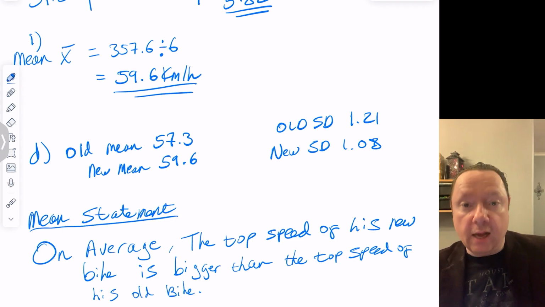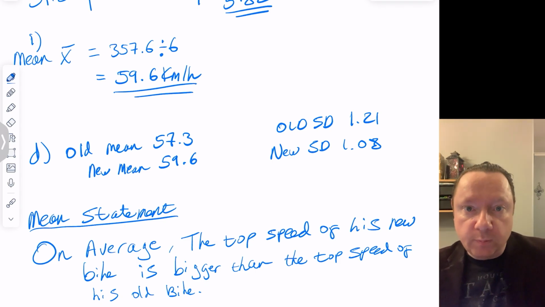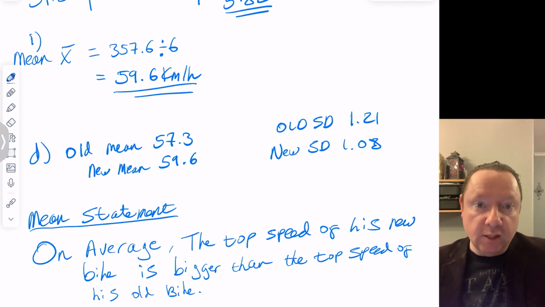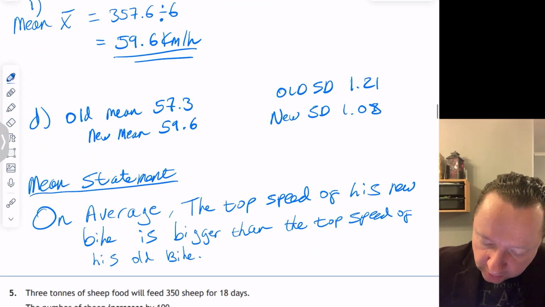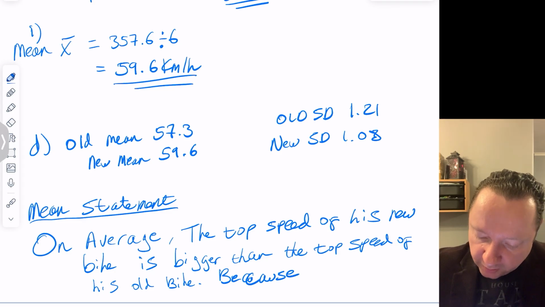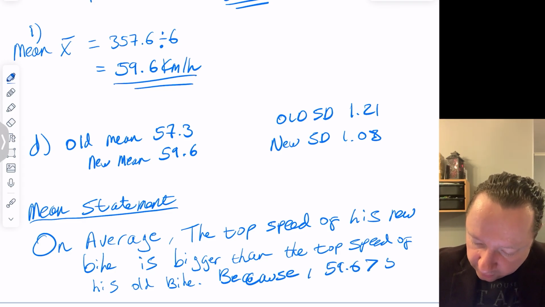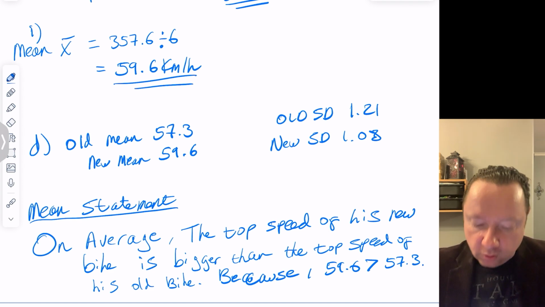So notice I'm saying on average, but then I'm talking about what it is in context, the top speed. Okay, do not say on average the mean is bigger. That would be wrong. Don't mention the mean again. So now you just say, you can say because you don't usually have to show, but just to be on the safe side, because 59.6 is bigger than 57.3. So there's a mark for the mean statement.